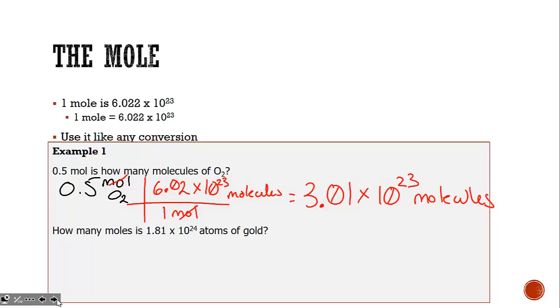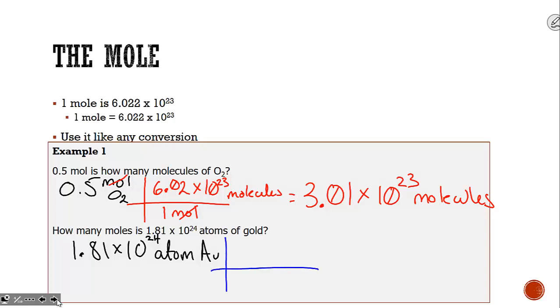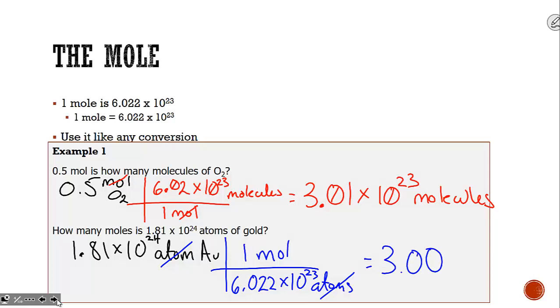Or if I have atoms, I can tell how many moles that is. If I have 1.81 times 10 to the 24th atoms of gold, I can convert atoms of gold into moles. For every 6.02 times 10 to the 23rd atoms, I have 1 mole. Atoms cancel out, and I'm left with moles. So I find that this is approximately 3 moles of gold.